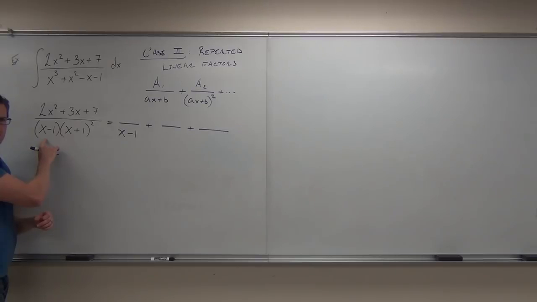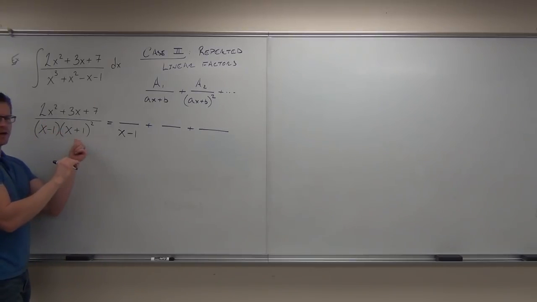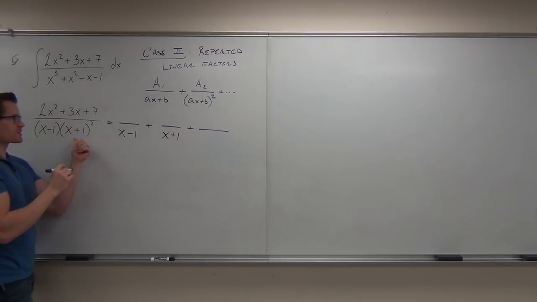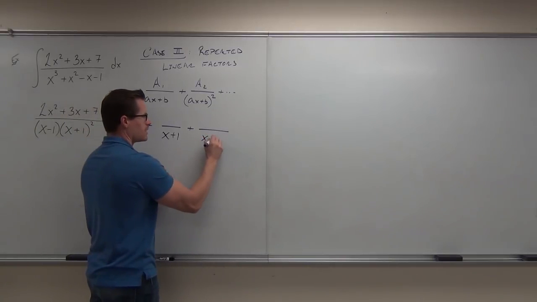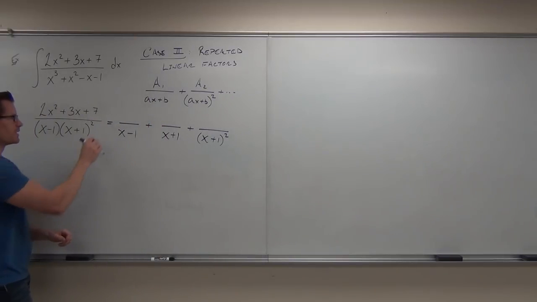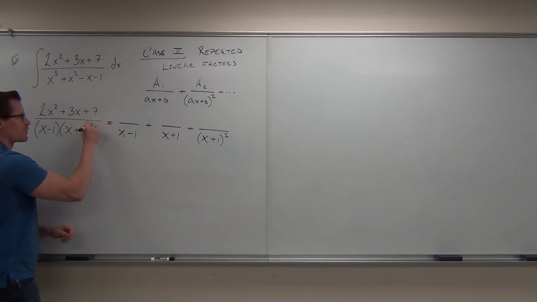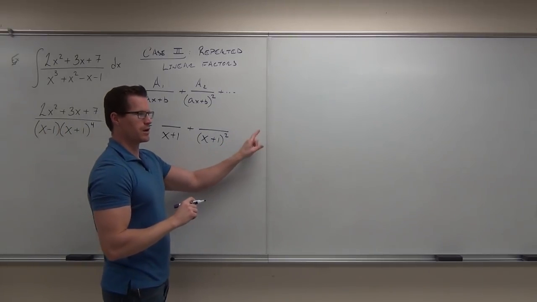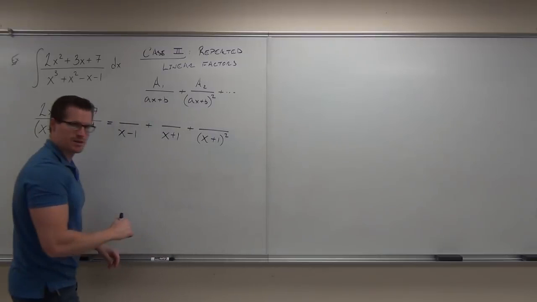You guys with me? And then what we do is we say, have we exhausted all the powers of x minus 1? Yeah. There's just one of them. We're good. Now we move on to the next one. X plus 1 has got to be here. Have we exhausted all the powers of x plus 1? No. So we go x plus 1 squared. Very good. Okay, let's see if you're paying attention. What if this was to the 4th power? Keep going. I'd have x plus 1 to the 3rd, x plus 1 to the 4th. Does that make sense to you?